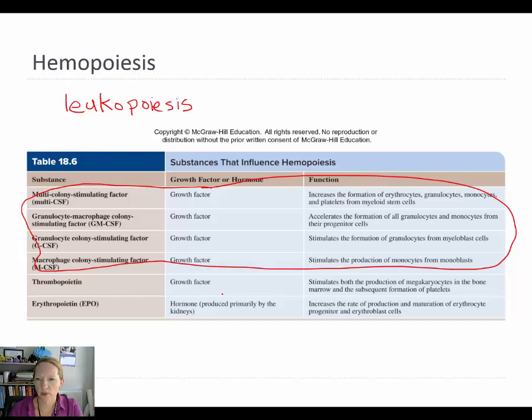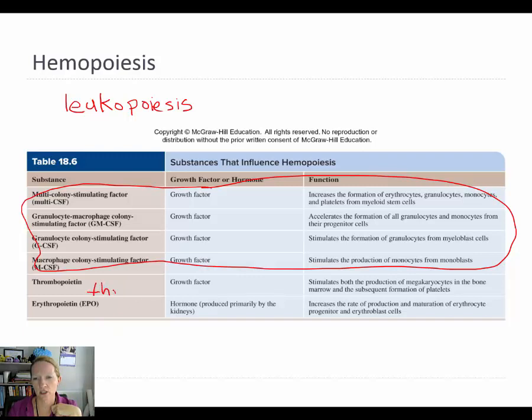Thrombopoietin is going to be a growth factor. Growth factors are very similar to hormones. But see, it stimulates the production of that big giant megakaryocyte and eventually forms platelets. So again, what do you think the production of platelets or thrombocytes would be called? Thrombopoiesis. So let's write that down.